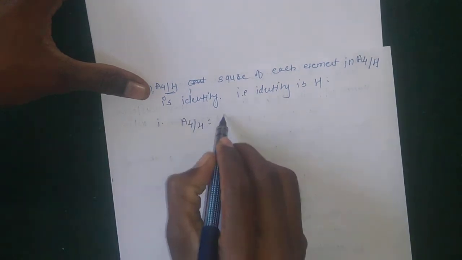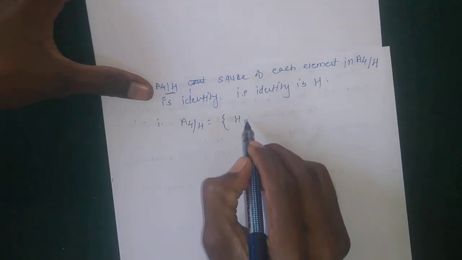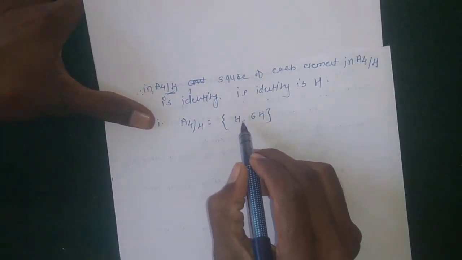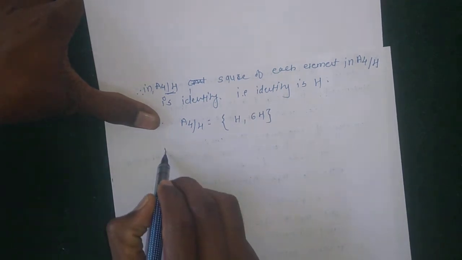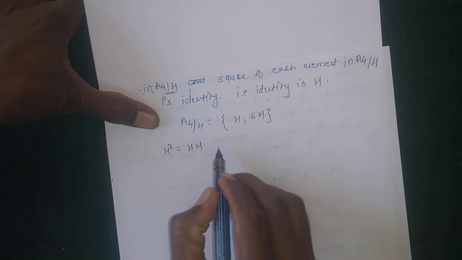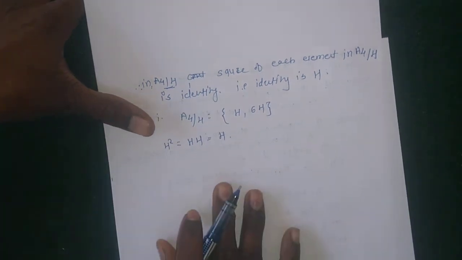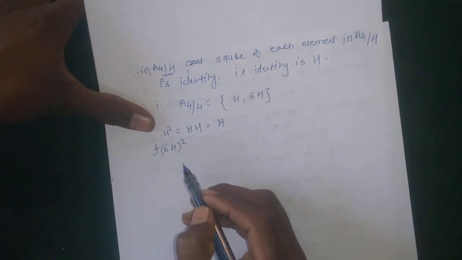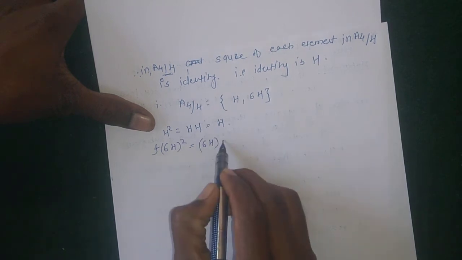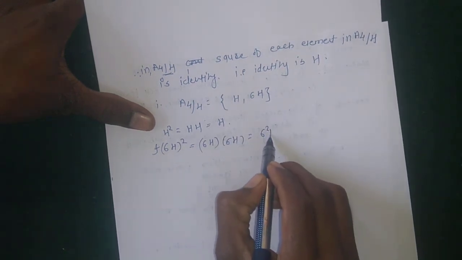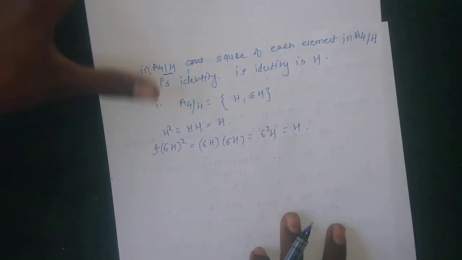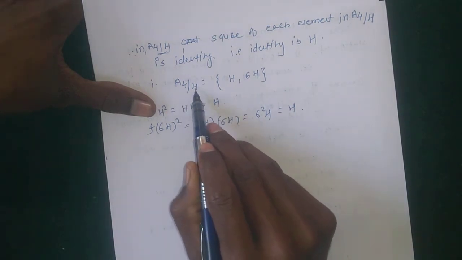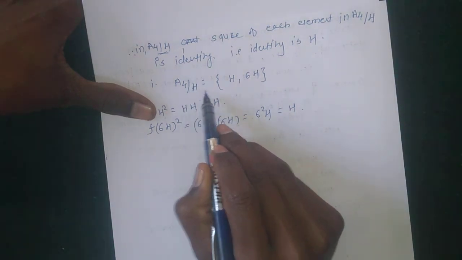Therefore A4 over H contains only 2 elements, H and sigma H, and the square of each element is equal to the identity H itself. Here H squared is H times H, and its value is also H. Similarly, sigma H squared is sigma H times sigma H, which is sigma squared H, and its value is also H, because the square of every element is the identity of the factor group, which is H itself.